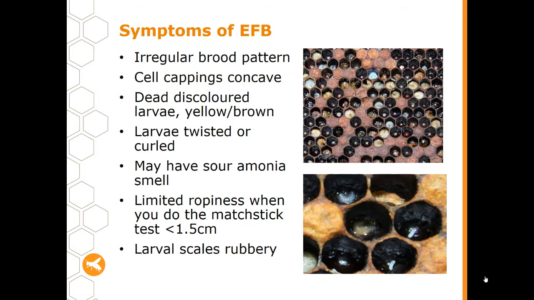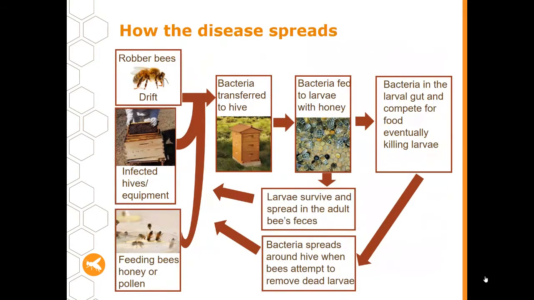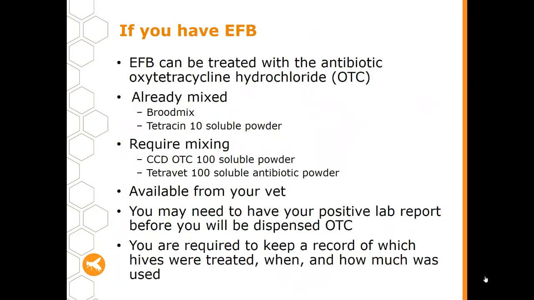So EFB spreads just like AFB through robber bees and drift, infected hives and equipment, and bees that have fed infected pollen or honey. Once that bacteria goes into the hive, instead of like AFB that consumes the whole larvae from within, the EFB bacteria compete with the larvae in the gut for food. So they don't always kill the larvae, but once the larvae, if they do survive, go out in amongst the hive, the feces will contain the spores of the EFB bacteria, and will spread it through the hive.